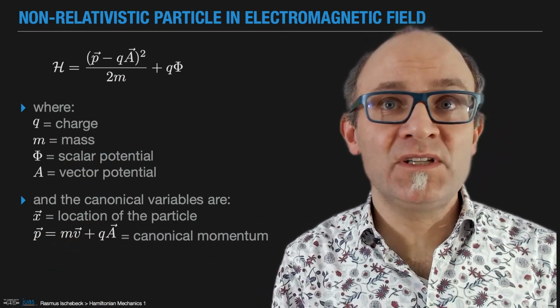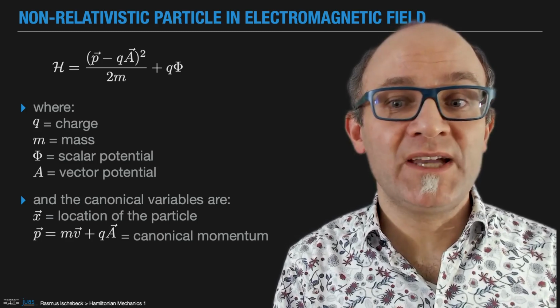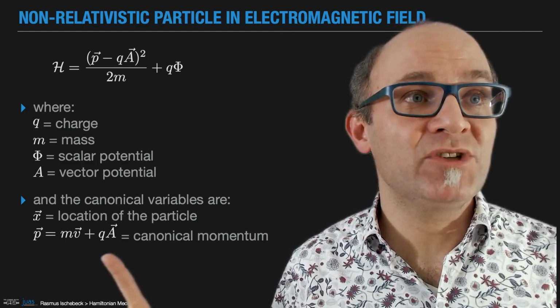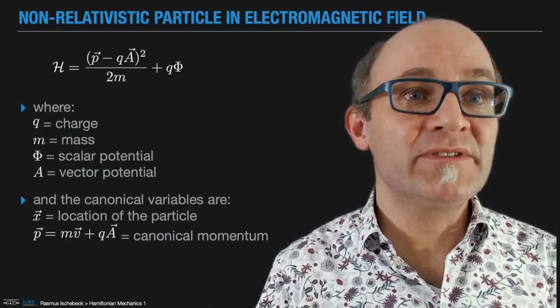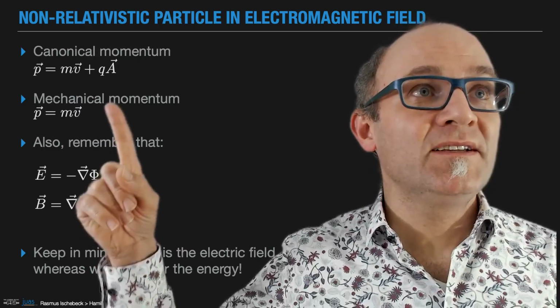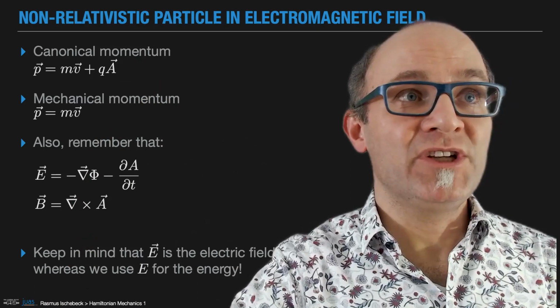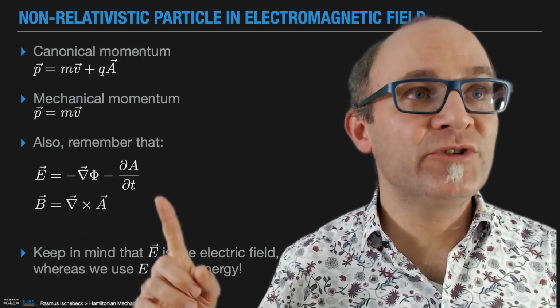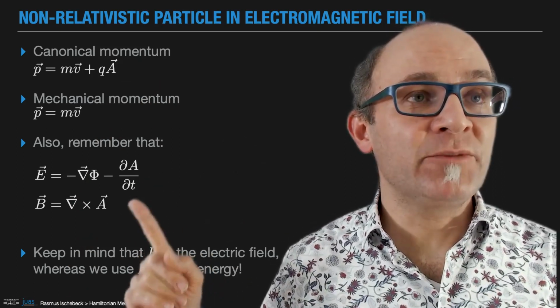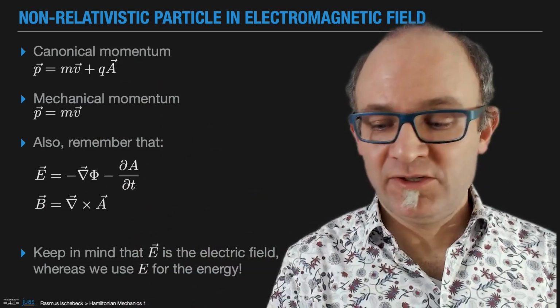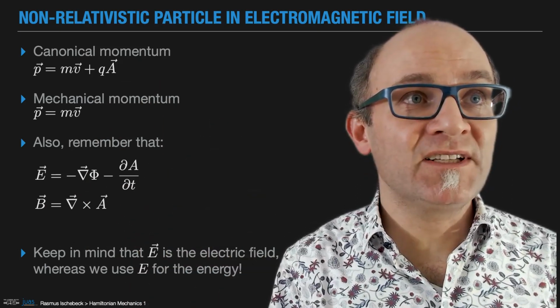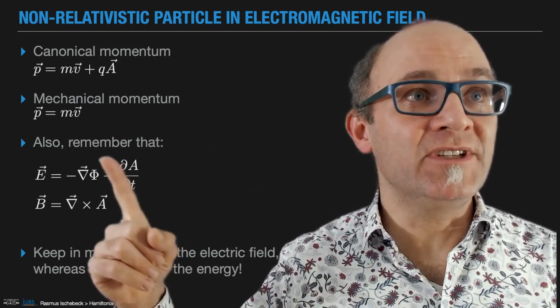Note that the canonical momentum is different from the mechanical momentum. Mechanical momentum is just p equals m times v. And the canonical momentum has this additional term with the vector potential A. Also remember that the electric and magnetic fields, while they are of course not given in this Hamiltonian directly, can be derived from the potentials, right?